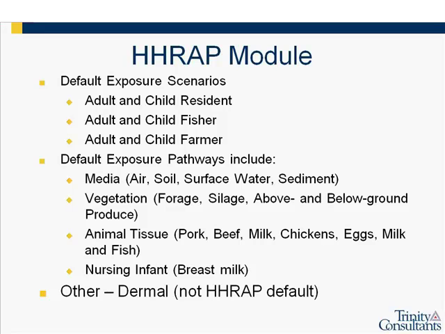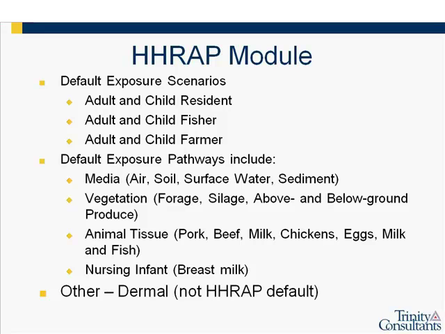Different pathways, we have the air, soil, surface water, and sediment. Vegetation, the forage silage, that's used to calculate ultimately the chemical concentration as it moves up through the food chain into the different animal tissues, pork, beef, milk, chickens.